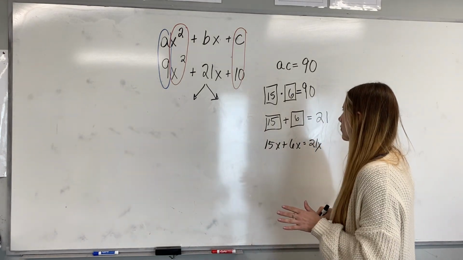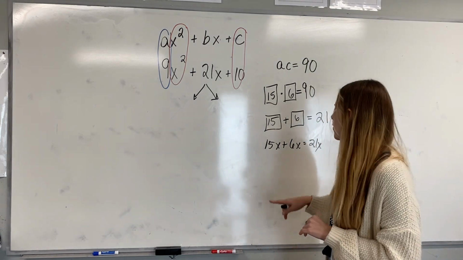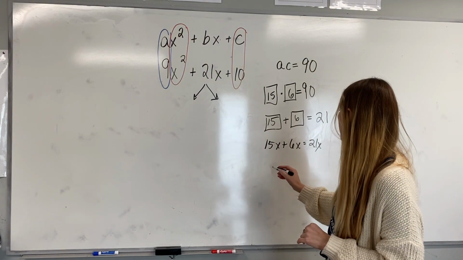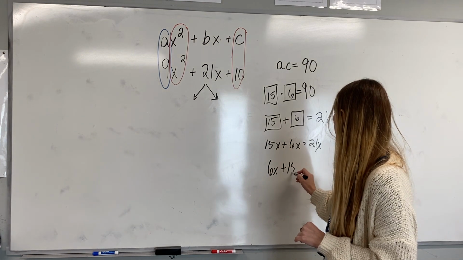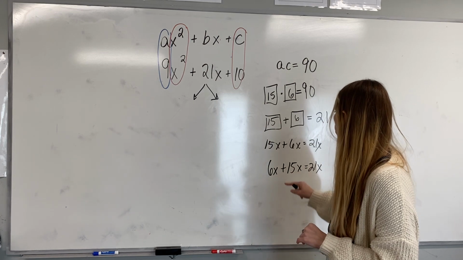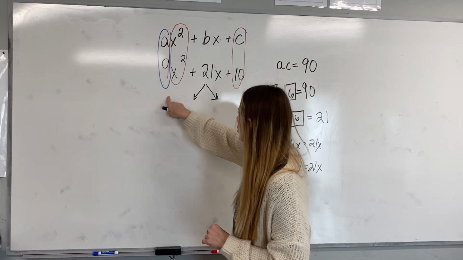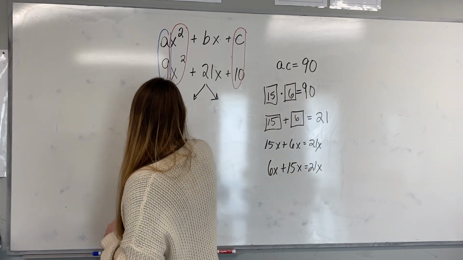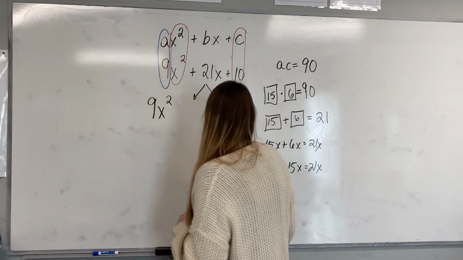Now, the commutative property of addition tells us that I can write this either way. I can also write this as 6x plus 15x, and that will also get 21x. Which order do you think will be better when I consider what's on the left team and what's on the right team?